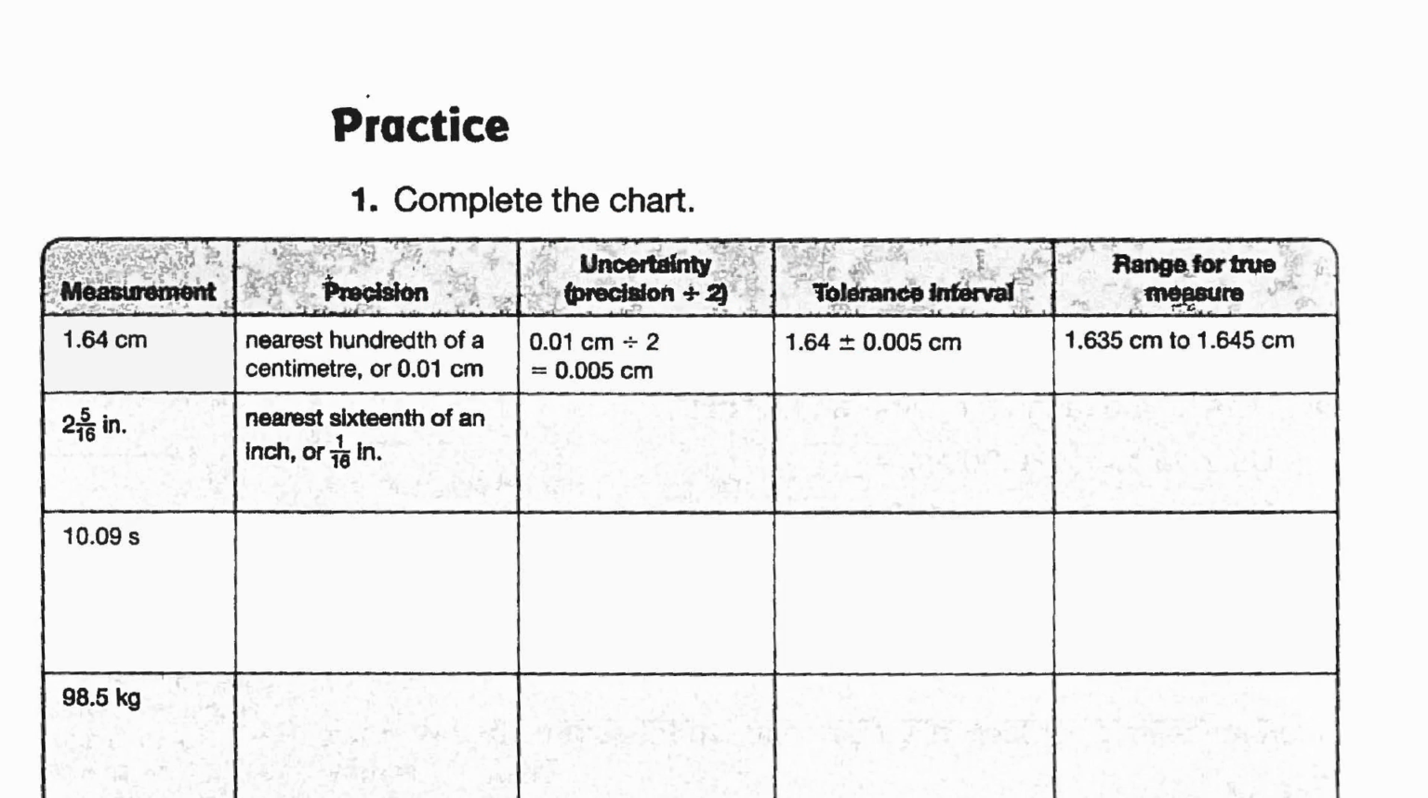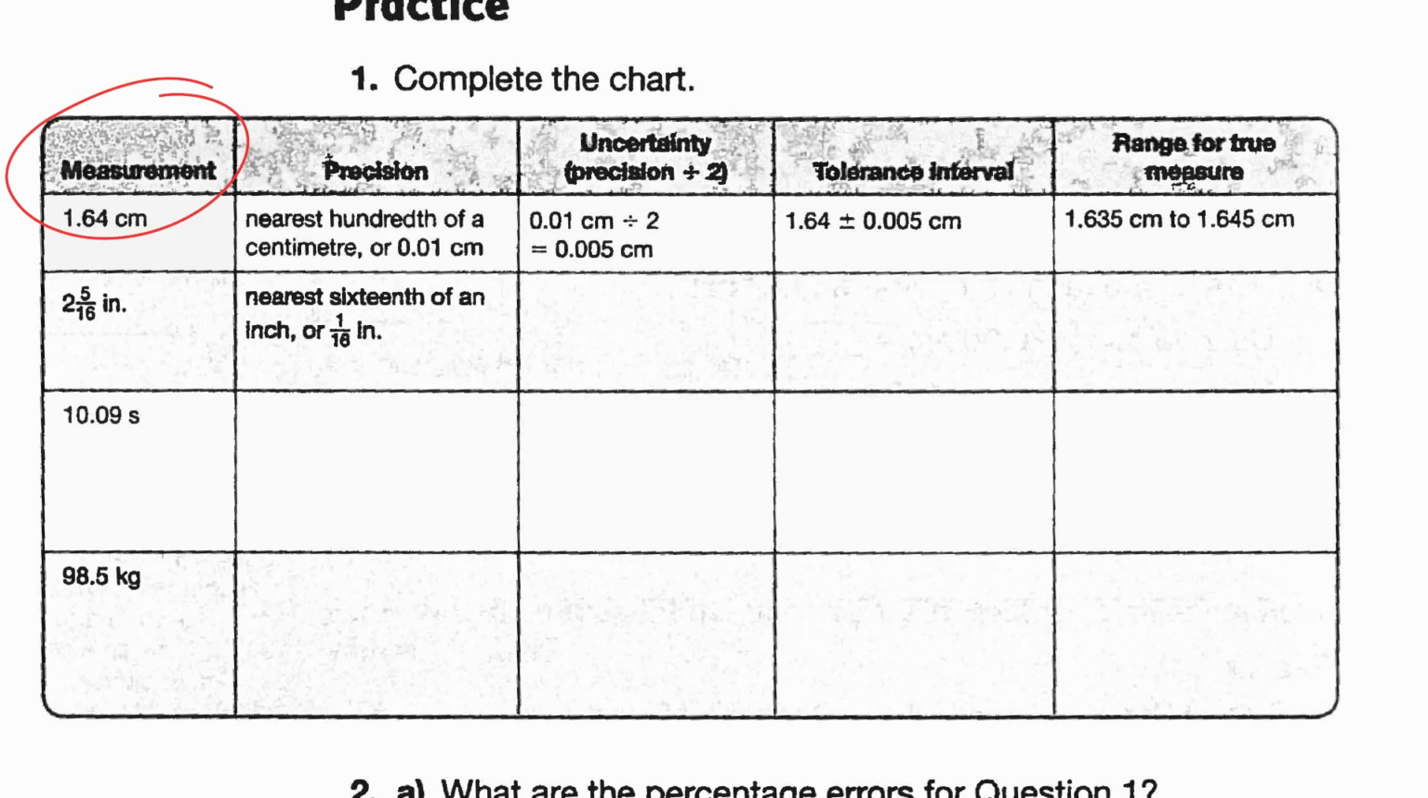And we have some measurements here on the side. So let's do the first one. It does it for us. 1.64, precision: nearest hundredth of a centimeter, or it goes to this decimal spot, right? Right there. That's where that comes from. Then they did that divided by 2, which gives us our uncertainty, and we're doing precision divided by 2 for all of them. It gives us a tolerance interval of this plus or minus 0.005, and then we get the range by adding or subtracting that. So we get our range from there to there.